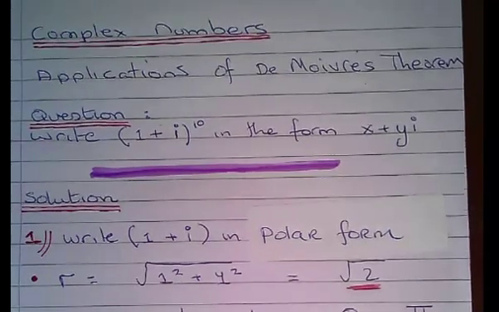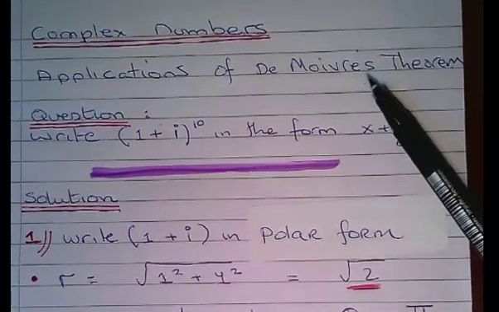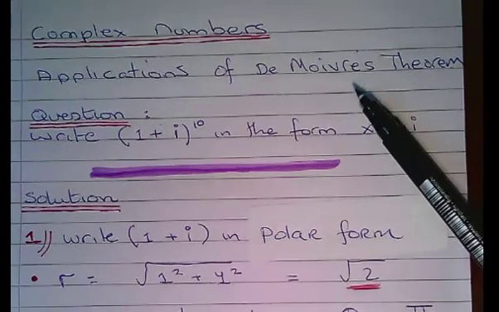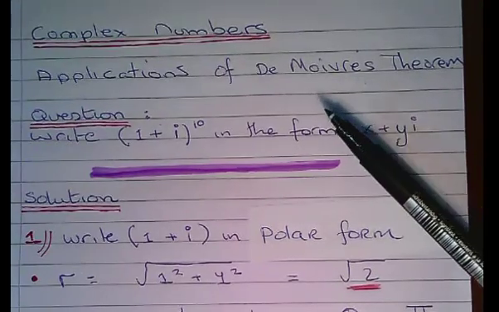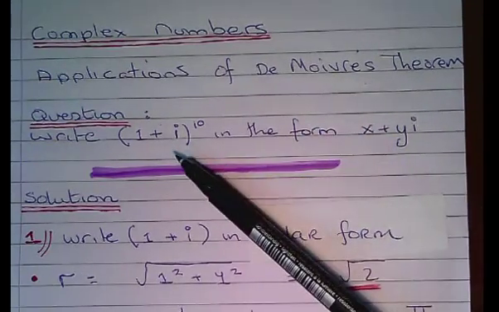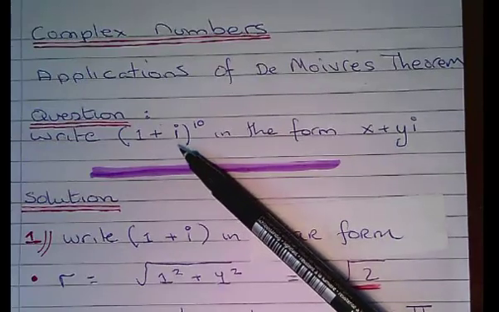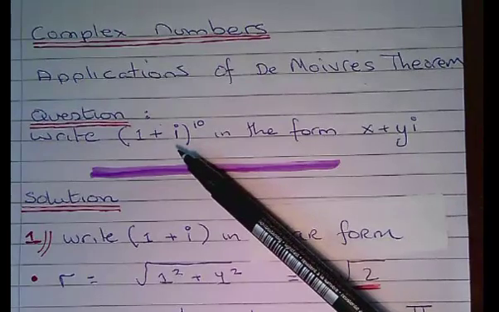Okay, in this presentation we're going to look at complex numbers. Specifically, what we're looking at is de Moivre's theorem. So the question is, write out (1 + i) to the power of 10 in the form x + yi.